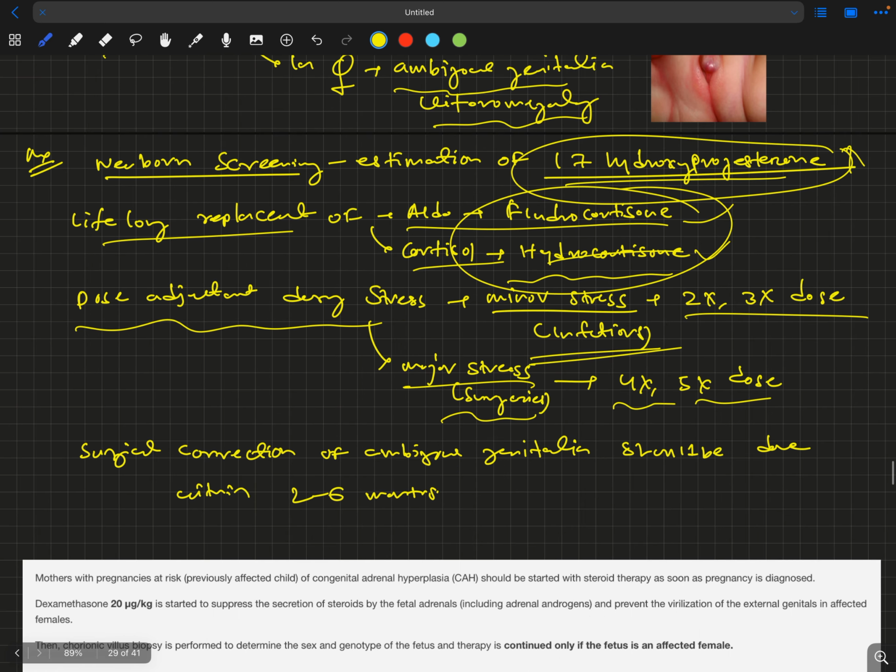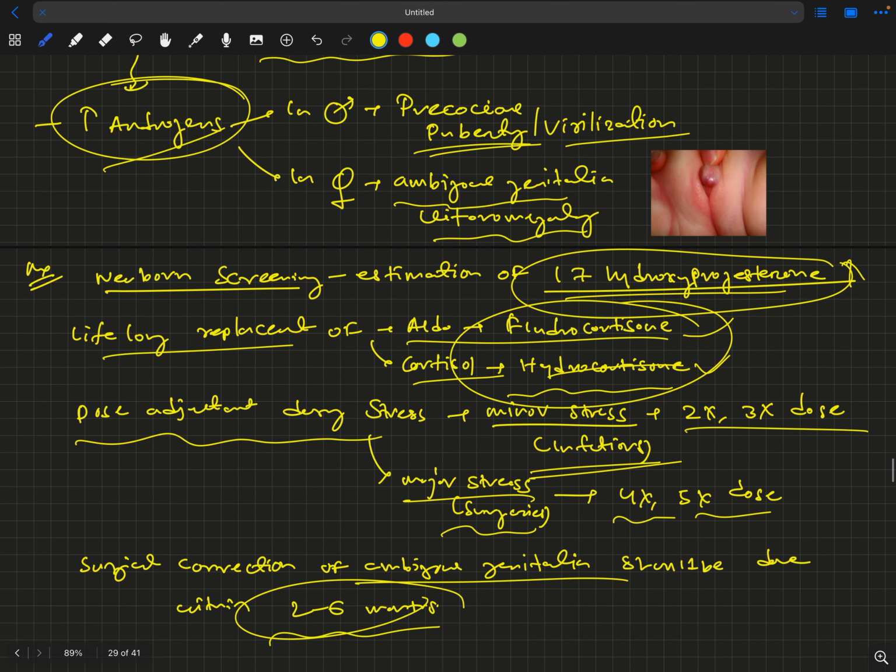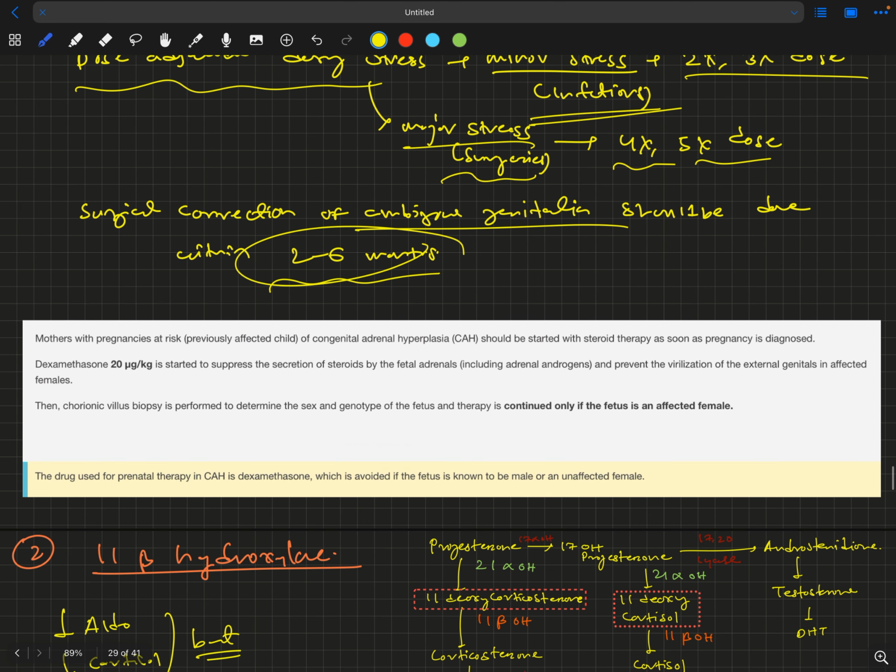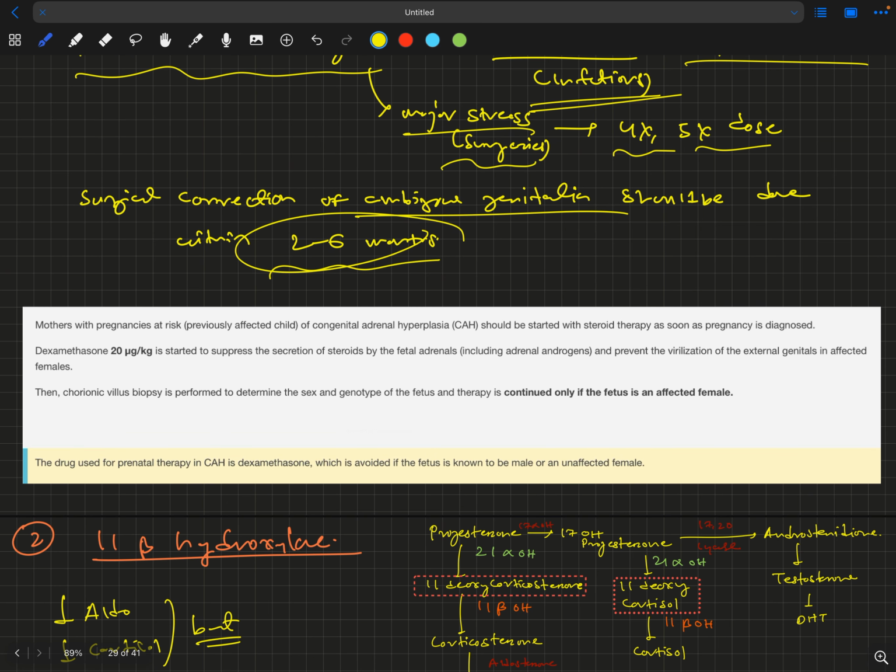Okay, so surgical correction of ambiguous genitalia in the female should be done within 2 to 6 months. The surgical correction of this ambiguous genitalia can be done in 2 to 6 months. So a mother with pregnancy is at risk.